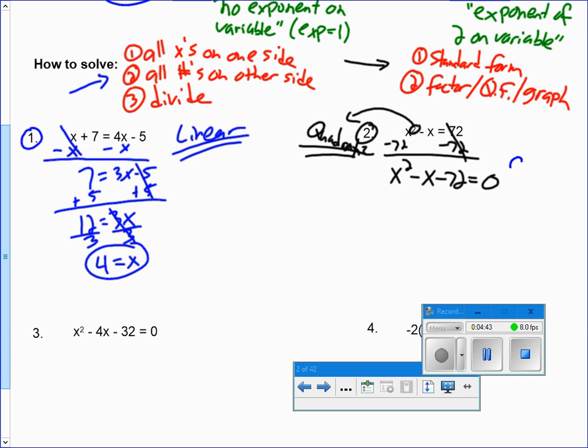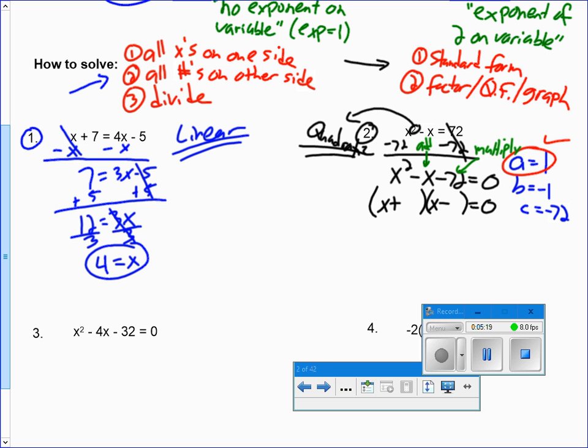And this is where in Unit 3 we learned to look for our shortcuts. So we look at A, B, and C. When A equals 1, that gives us a nice little shortcut for factoring. We look for two numbers that multiply to C and add to B. I'm going to look for two numbers that multiply to negative 72 but add up to negative 1. So in order to multiply to a negative, I would need a positive and a negative.